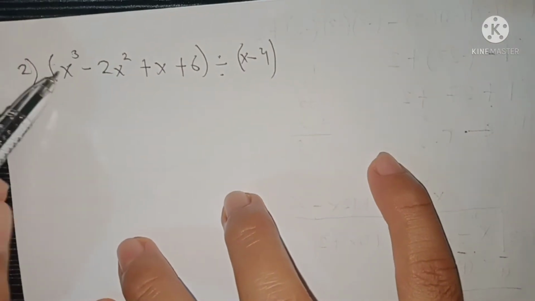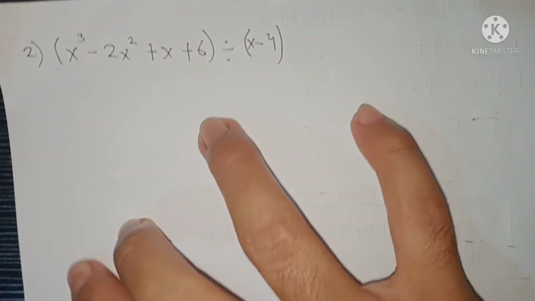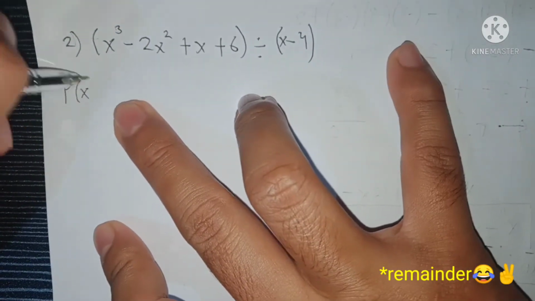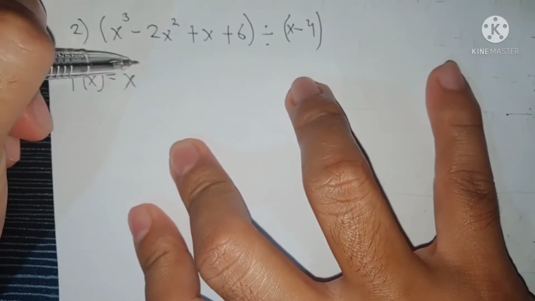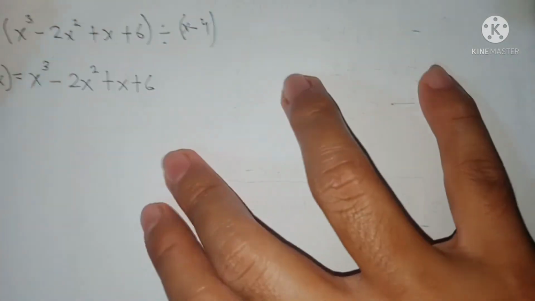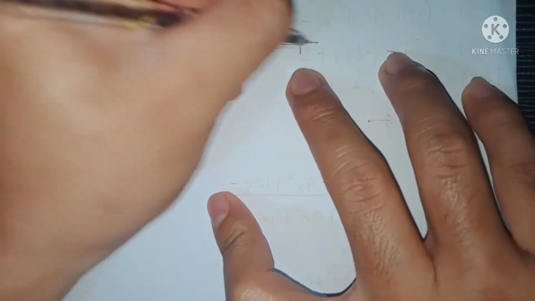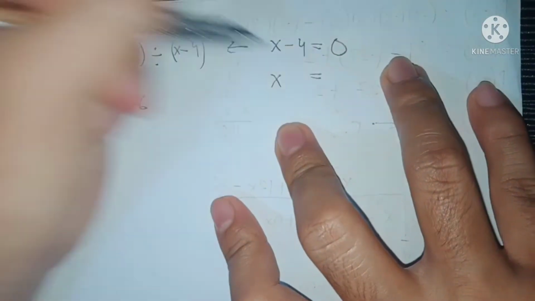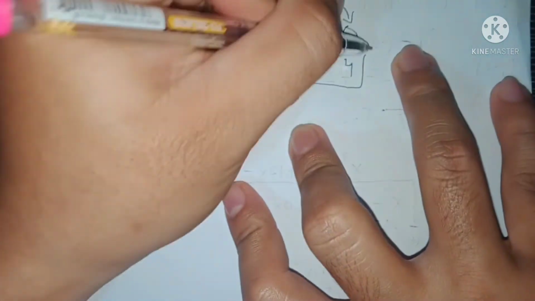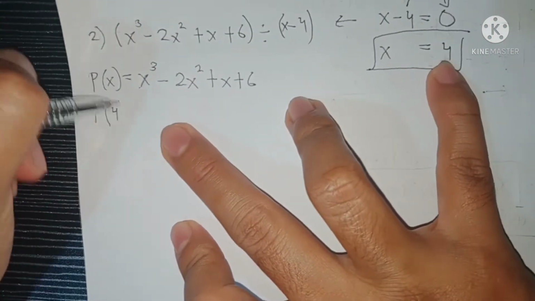So for example number 2, we have x cubed minus 2x squared plus x plus 6 divided by x minus 4. So to find the remainder, first express it as p of x equals x cubed minus 2x squared plus x plus 6. And then step 2, equate the divisor to 0. You have x minus 4 is equal to 0, and then find the value of x. So the negative 4, pag inilipat sa kabila, magiging positive 4. So find the value of p of positive 4.